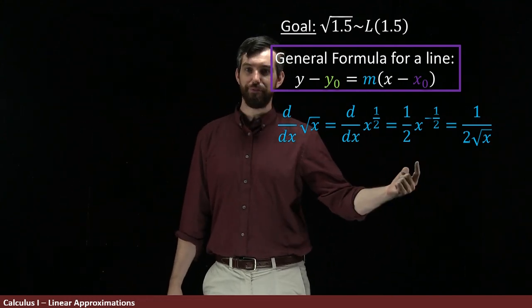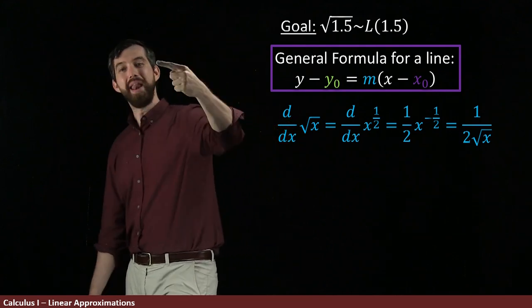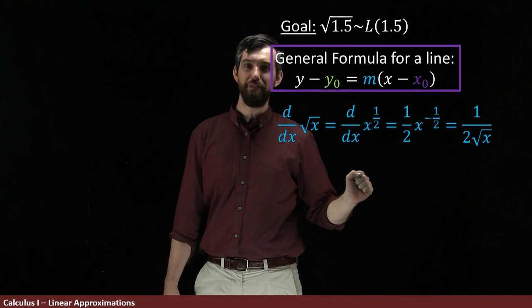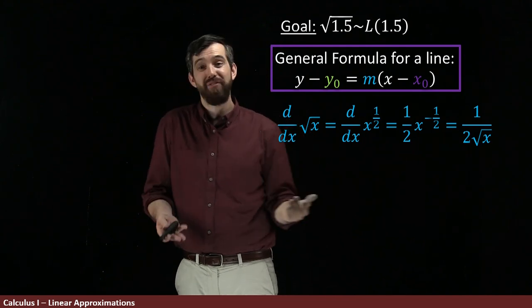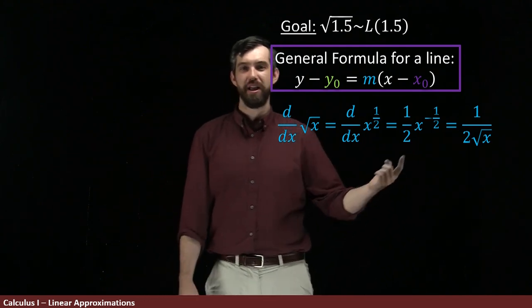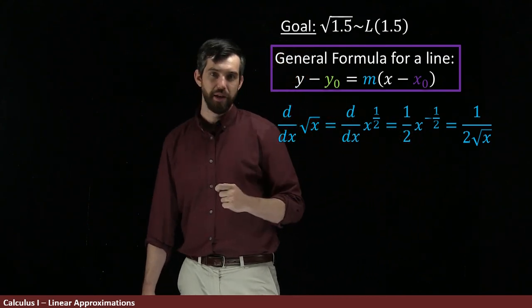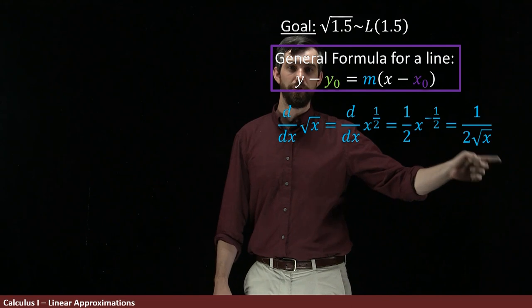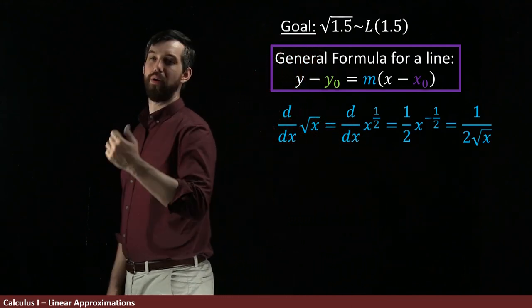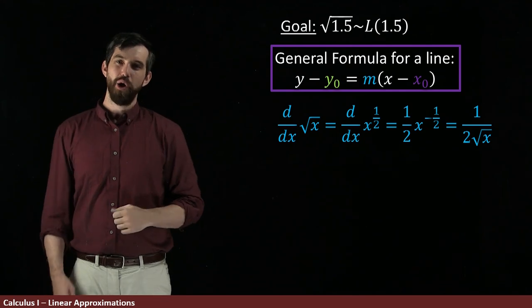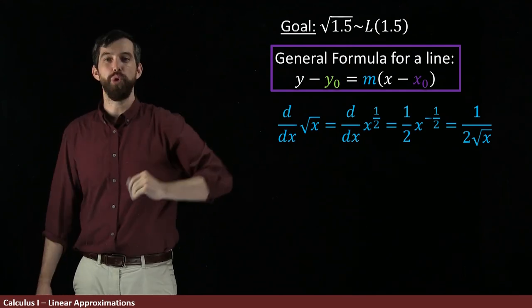The 1/2 comes out the front. X to the 1/2 minus 1 is x to the minus 1/2. You don't have to do this, but it's nice to rewrite it. The minus sign means it's x to the half, but on the bottom, and x to the half is square root, so 1 over 2 square root of x. So there we go. We've got what our slope is for all values of x. And in particular, what we're interested in is the point x equal to 1.